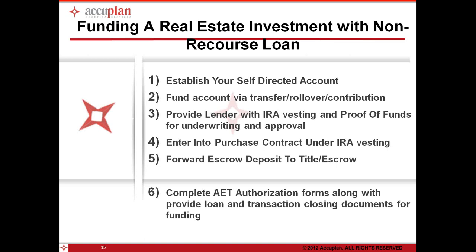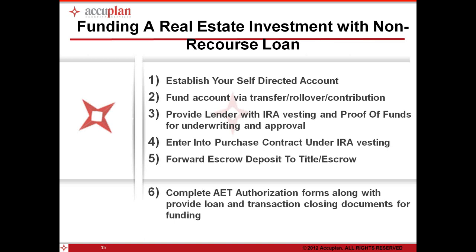So back to the list here, providing a lender with an IRA vesting and proof of funds for underwriting and approval. So there's going to be a checklist of items that's going to be required in terms of obtaining the non-recourse loan. So you're going to have the documents that you're going to have to complete on our behalf, as well as documents for the lender. So once we receive all of those documents, at that point you would have already more likely entered into a purchase contract under your legal IRA vesting.